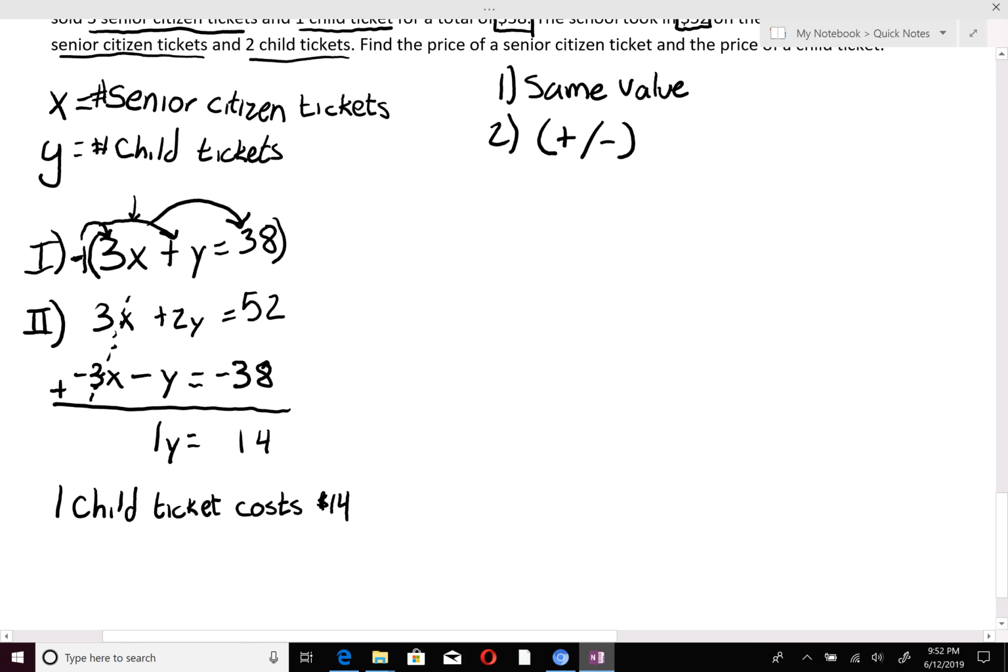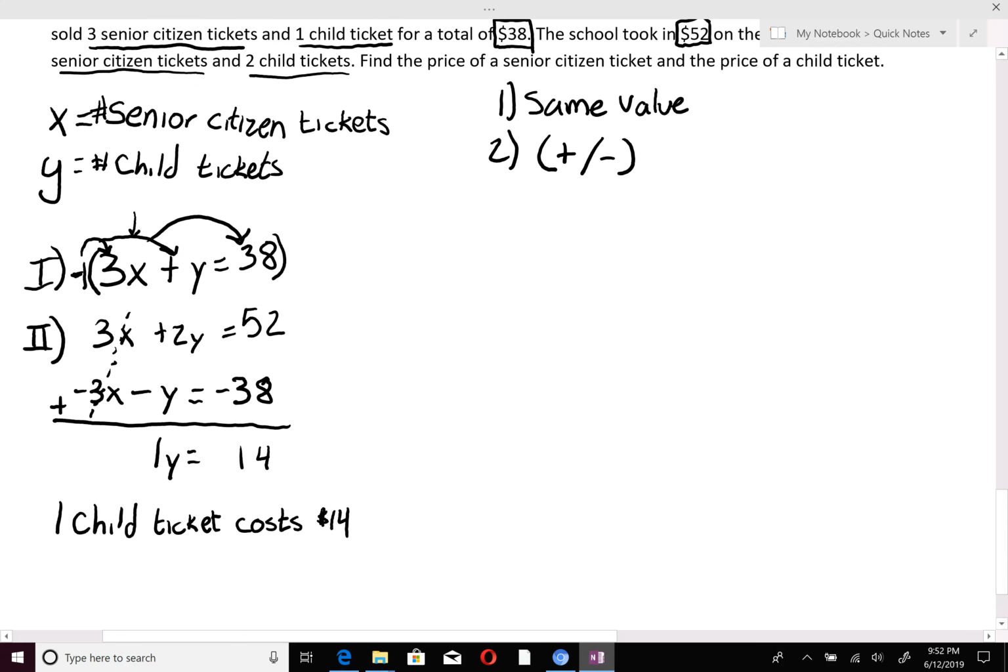Now we just need to find out what the senior citizen ticket cost. So now we'll plug in 14 for y. So I'll just use this top equation. This is basically like our third equation after we made it negative. We can use any of those three equations, but I'm just going to use our original first one.